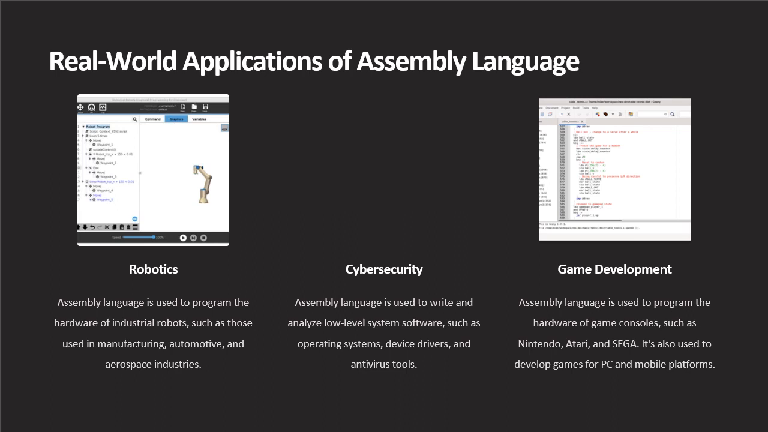Now, the next one is cybersecurity. Assembly language is used to write and analyze low-level system software, such as operating systems, device drivers, and antivirus tools. The third one is game development. Assembly language is used to program the hardware of game consoles such as Nintendo, Atari, and Sega. It is also used to develop games for PC and mobile platforms. Games are quite popular in modern days.